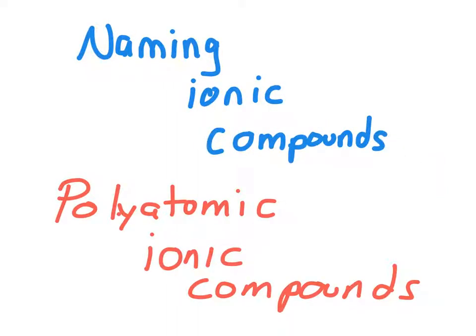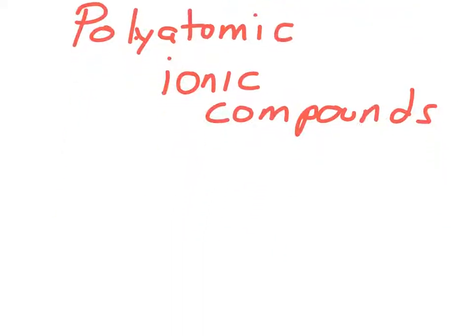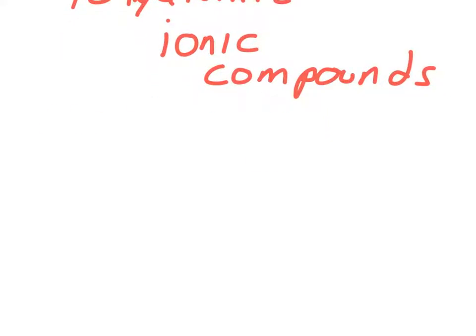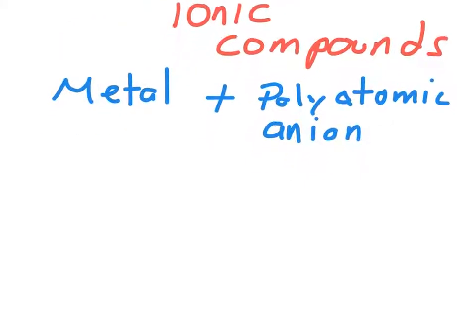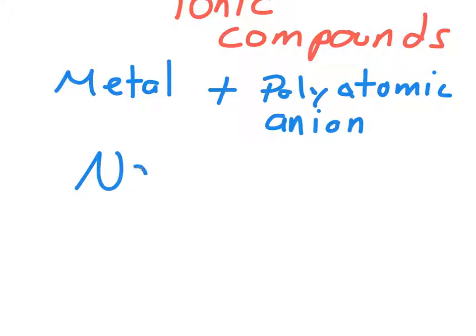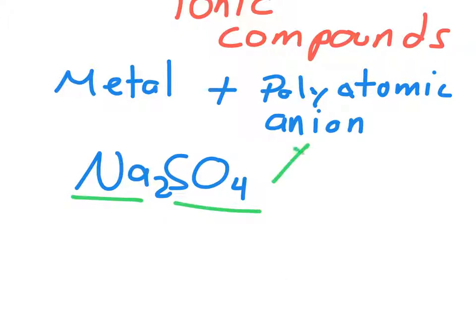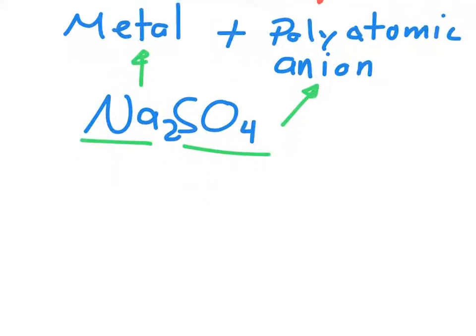Hi. Okay, so this video is to name ionic compounds, but now the ones that we call polyatomic ionic compounds. For this example, I will use the metal with a polyatomic anion. Okay, so this is the first example for this video. Now, we'll have this one that has sodium and the polyatomic anion sulfate.